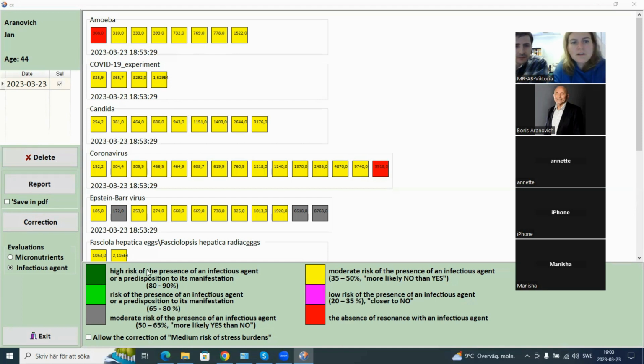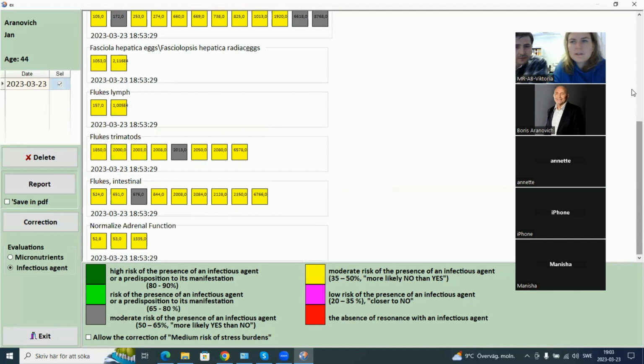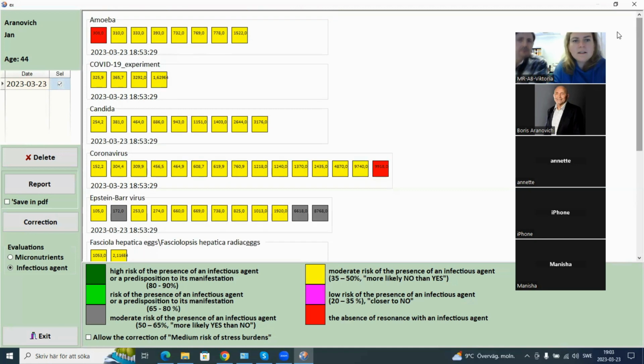So here the high risk is green colored. As we said before, it's about frequencies. It's not about the parasites. For example, if it would be green color for a few of those or everything, it just means that the predisposition, so it's a frequency that is disturbing.